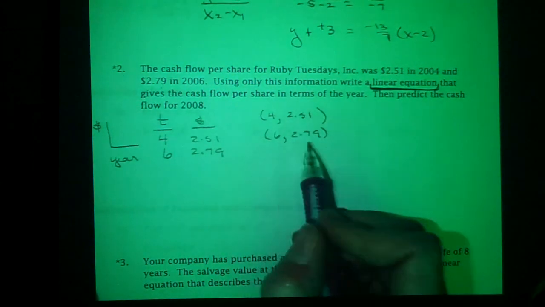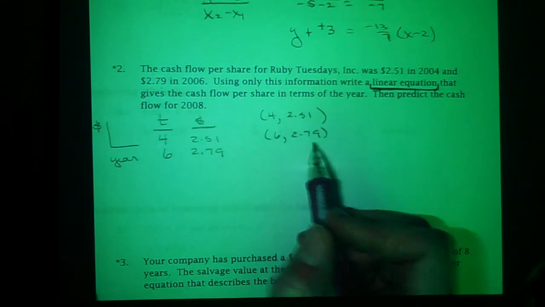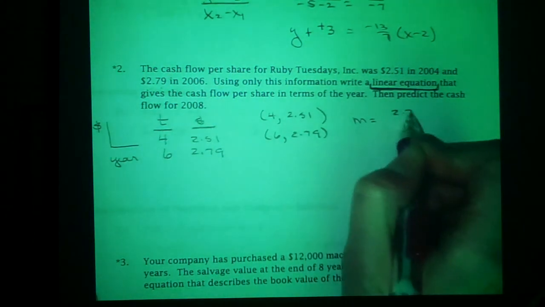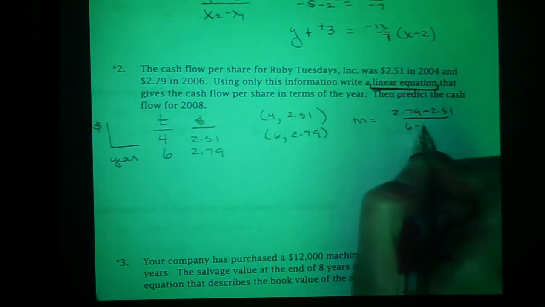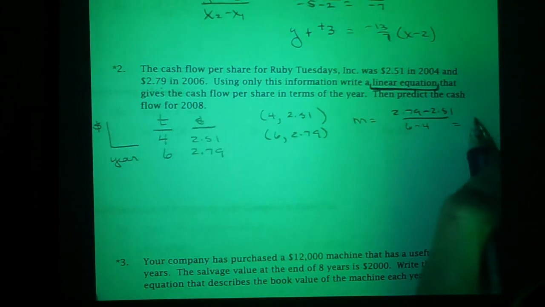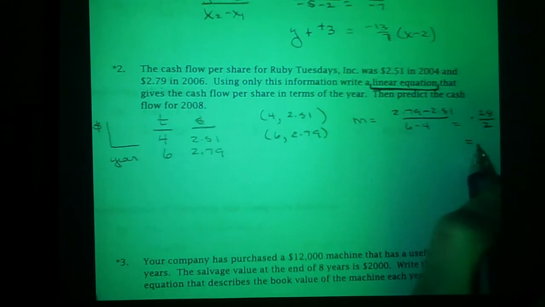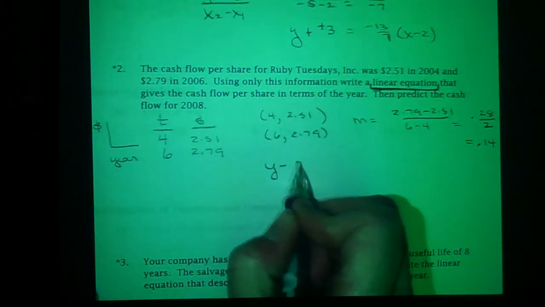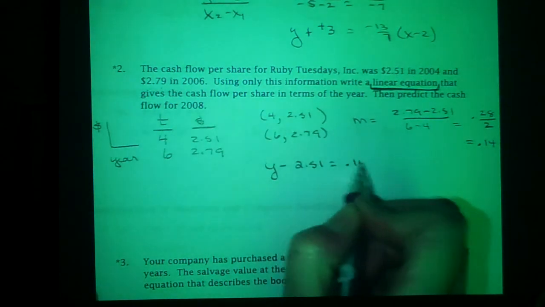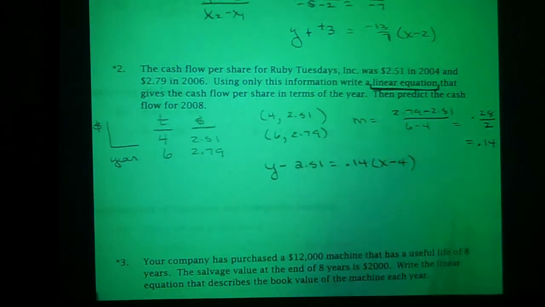So then once I know the 2 points, I can do it just like I did number 1. Find out the slope by subtracting the y values and putting it over the x values subtracted. So I'm going to get 0.28 over 2, or 0.14. And then we'll write the equation of the line. y minus 2.51, I'll use the first point, equals 0.14 times x minus 4. And then I can distribute if I want to distribute.